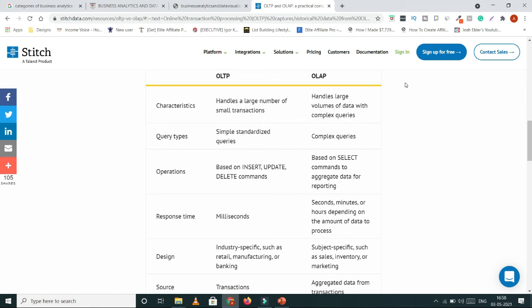Query types: simple standardized queries in OLTP. In OLAP, complex queries are there. As for operation, OLTP is based on insert, update, delete commands. OLAP is based on select commands to aggregate data for reporting. OLTP response time is in milliseconds, whereas OLAP gives results in seconds, minutes, or hours depending on the amount of data and process.